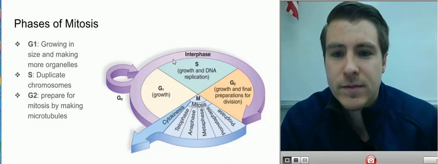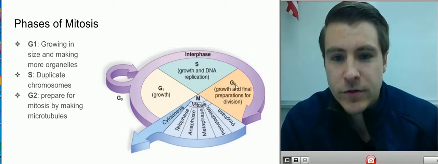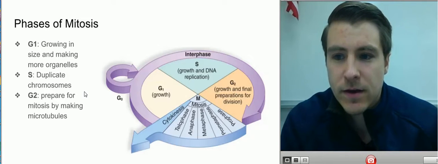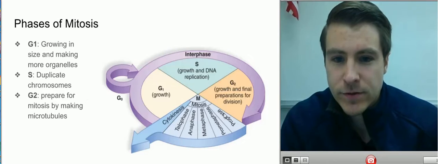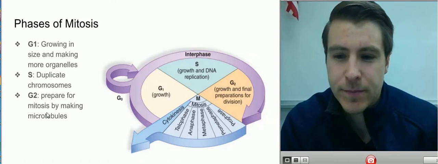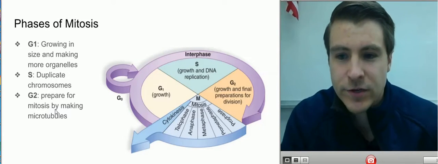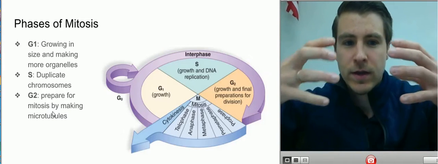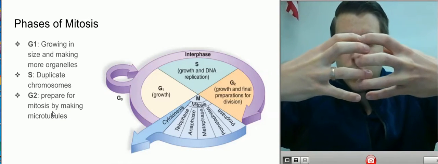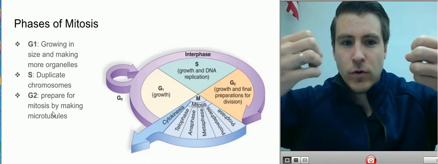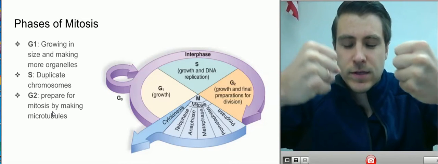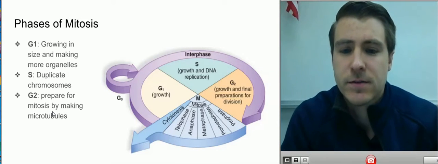After the DNA has been copied and duplicated, we then move into growth phase 2, G2, and this is going to be where the cell makes its final preparations for mitosis. So it creates things like microtubules and it arranges the centrioles in order to rip apart the chromosomes and bring them to the poles and go through those classic processes of mitosis.